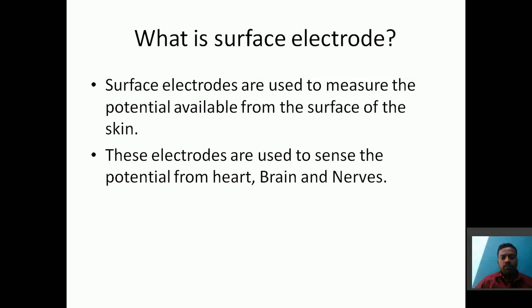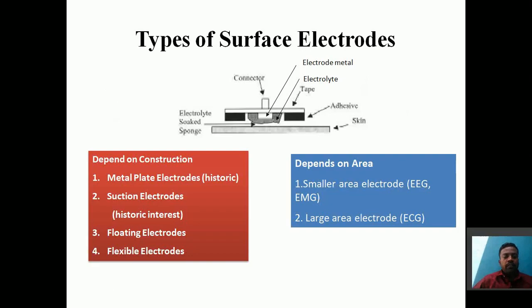Surface electrodes are used to measure the potential available from the surface of the skin. That is the important thing. These electrodes are used to sense the potential from heart, brain, and nerves. Heart means ECG, electrocardiograph. Brain means EEG, electroencephalogram. Nerves means EMG, electromyogram. These signals are measured from the surface of the human body. So our skin is the surface electrode site.